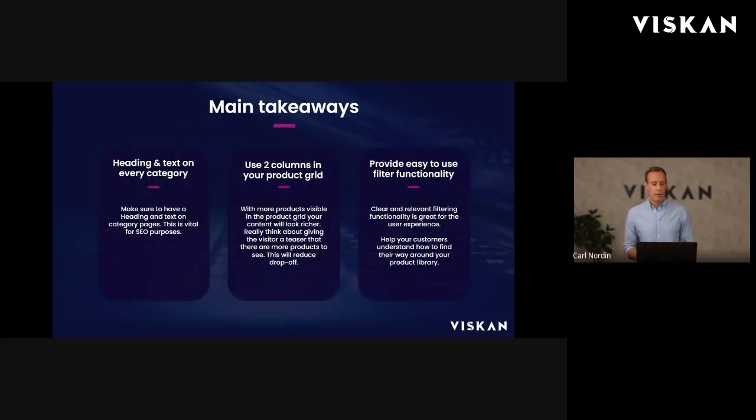So, main takeaways from the product list page. Heading and text on every category is very important. Make sure to have heading and text on category pages. This is vital for SEO purposes. Use 2 columns in your product grid.